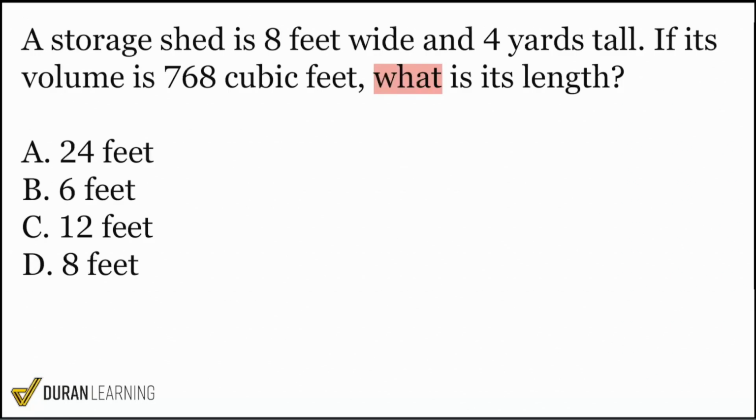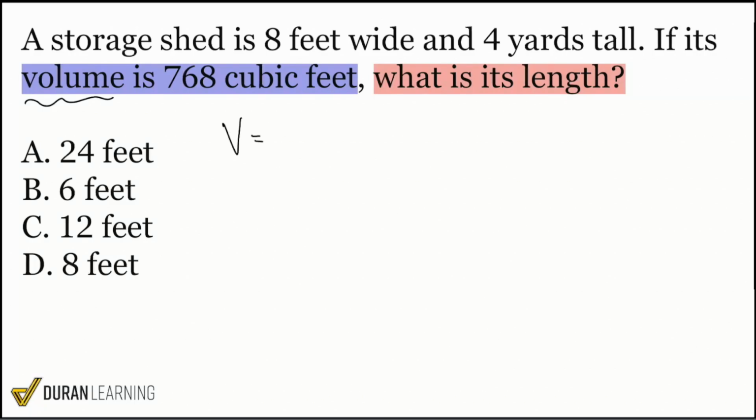We know that, again, we want to know the length. We're given the volume. And then we see that it's a storage shed that has a width, has a height because of how tall it is, and we want to know the length. That's going to tell me that we're dealing with a rectangular prism. And since we're talking about volume, we can say volume equals length times width times height.